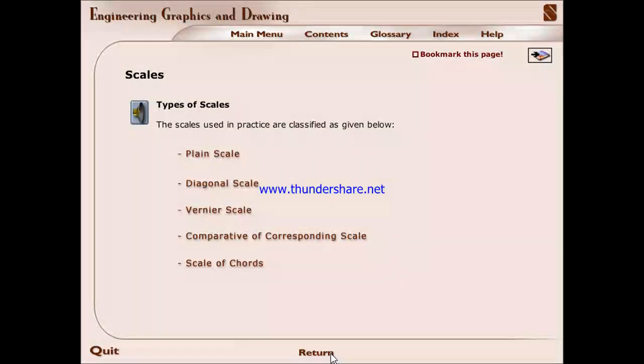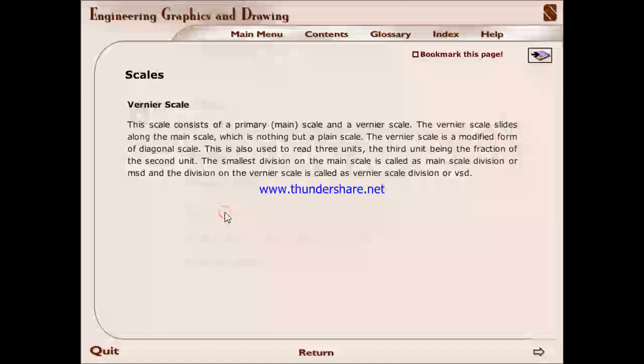Now vernier scale. Vernier scale. This scale consists of a primary, that is main scale, and a vernier scale. The vernier scale slides along the main scale, which is nothing but a plain scale. The vernier scale is a modified form of diagonal scale. This is also used to read 3 units, the third unit being a fraction of the second unit.